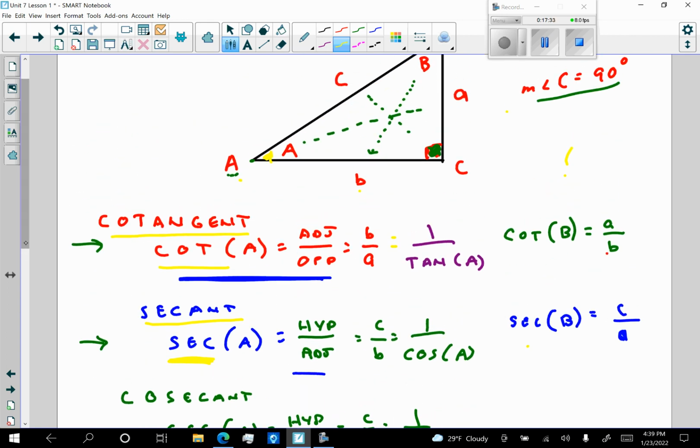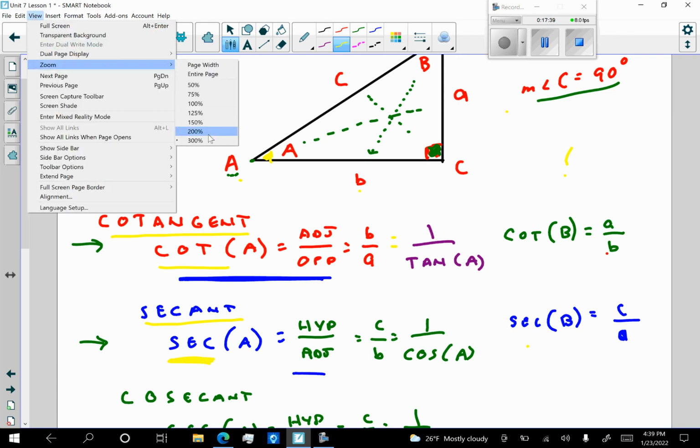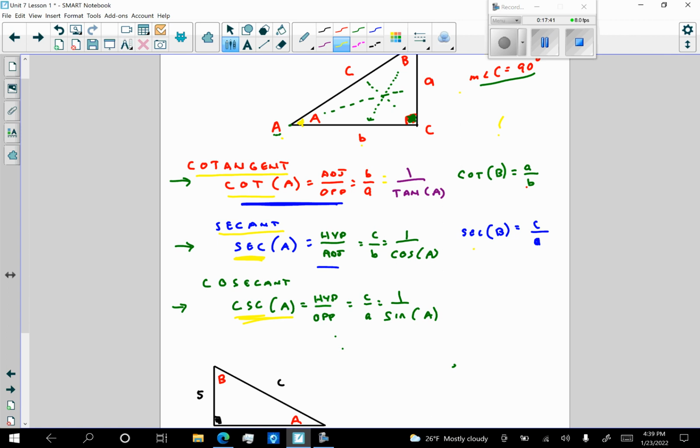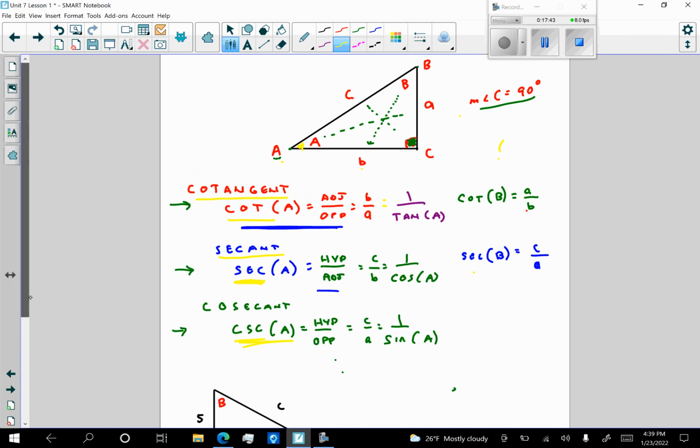So I want the cosecant. Let me zoom in just a little bit. I guess I would be zooming out. I just want to zoom in or out just a little bit. Yes, so I can see this.